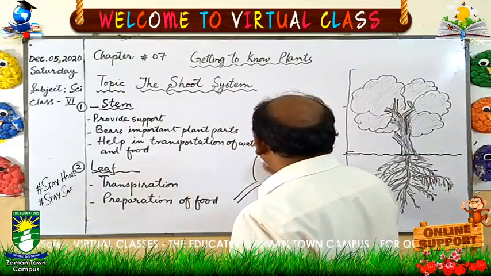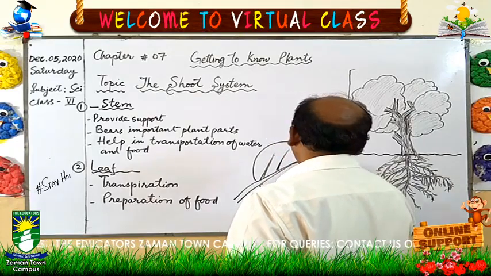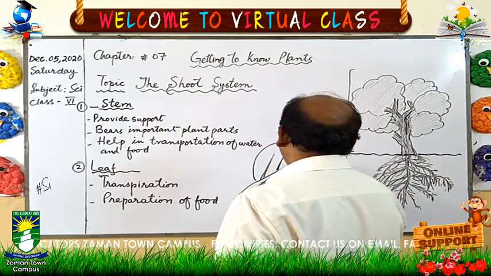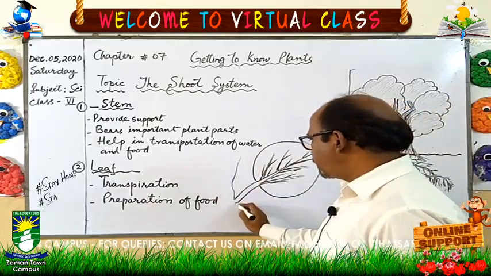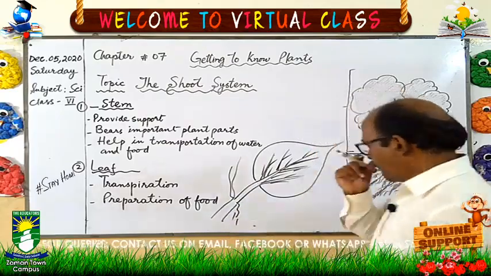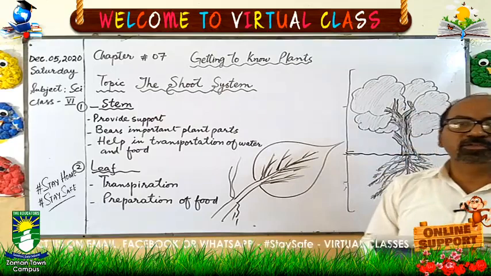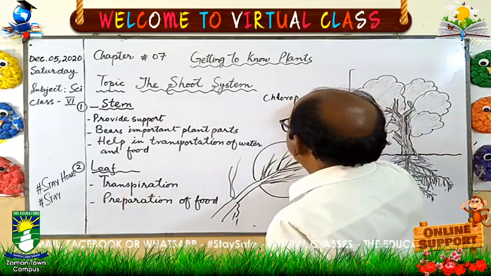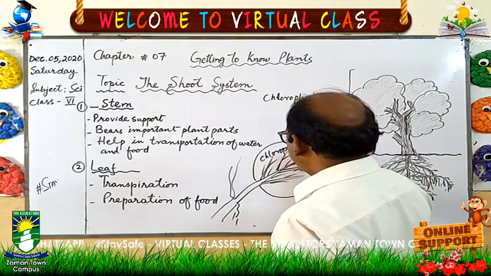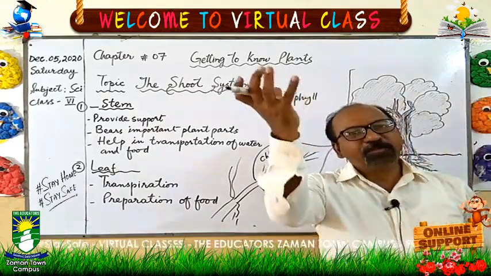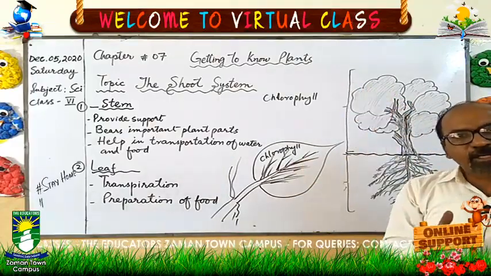For example, this is a leaf, and it is attached to the branch. This is a green color leaf. The color of the leaf is due to the presence of chlorophyll. Chlorophyll is present inside the leaves. Chlorophyll is a green color pigment which traps the sunlight. The property of chlorophyll is that it traps sunlight. Why? Because sunlight is necessary for the preparation of food.